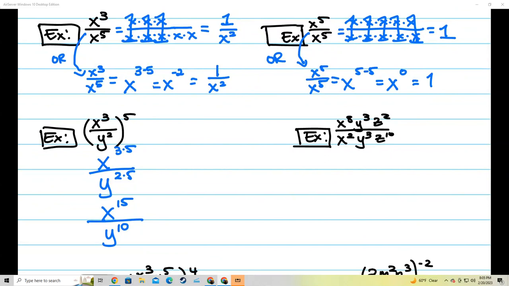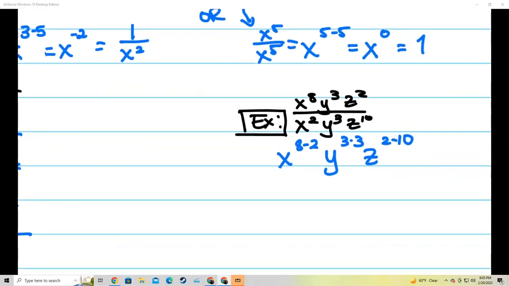All right, I'm going to go ahead and join up all the ones that are similar. So again, I'm dividing, which means I am subtracting exponents. This is going to be x to the 8 minus 2, y to the 3 minus 3, z to the 2 minus 10. Always the top number minus the bottom number. 8 minus 2 is 6, so this is going to be x to the 6. 3 minus, that's a minus, guys. 3 minus 3 is 0, so that's a y to the 0. And then 2 minus 10 is negative 8, so z to the negative 8.